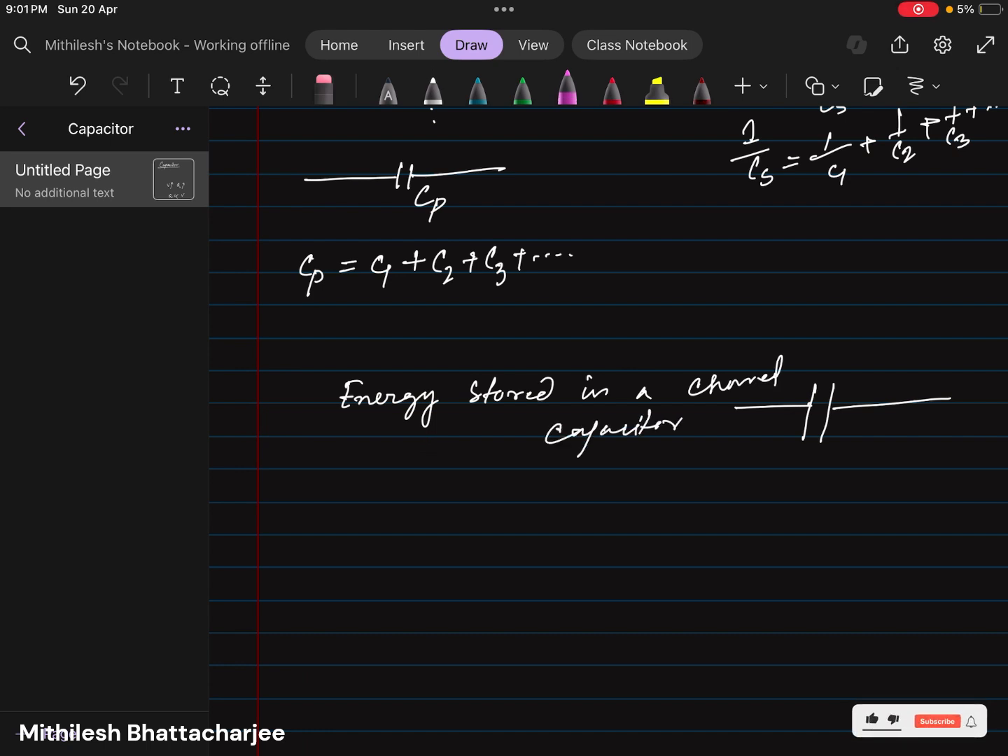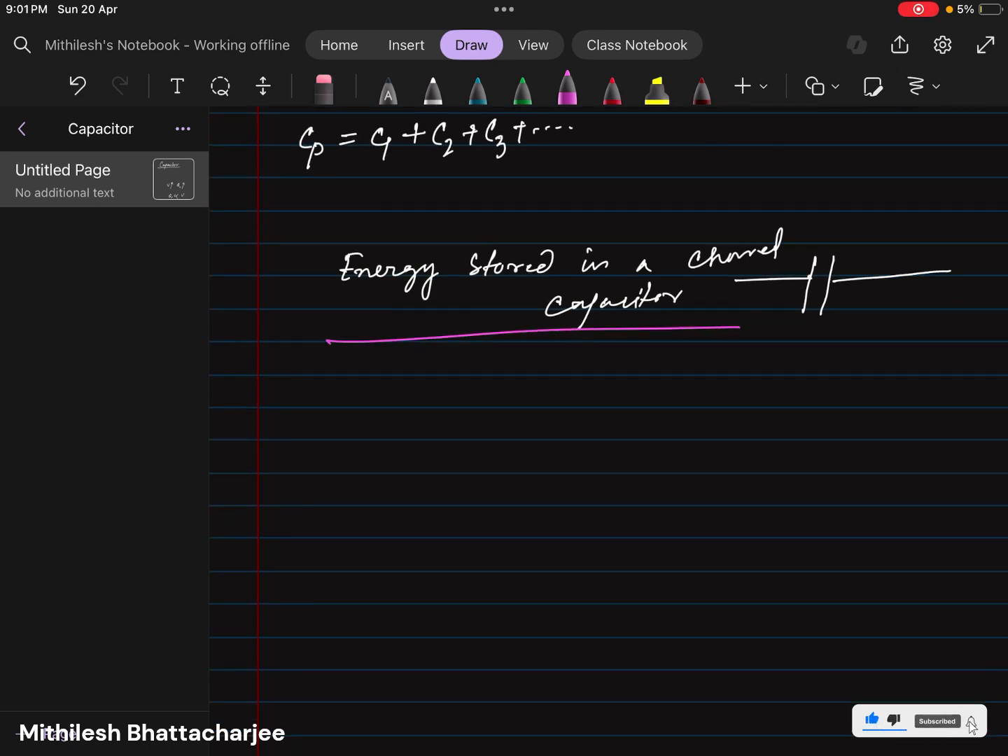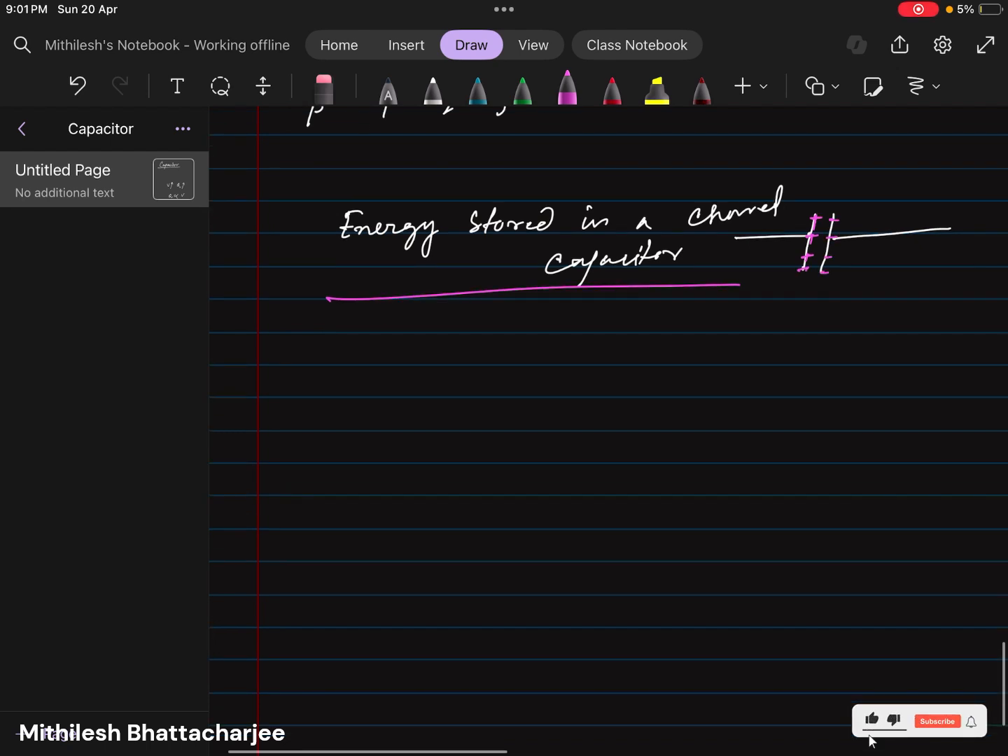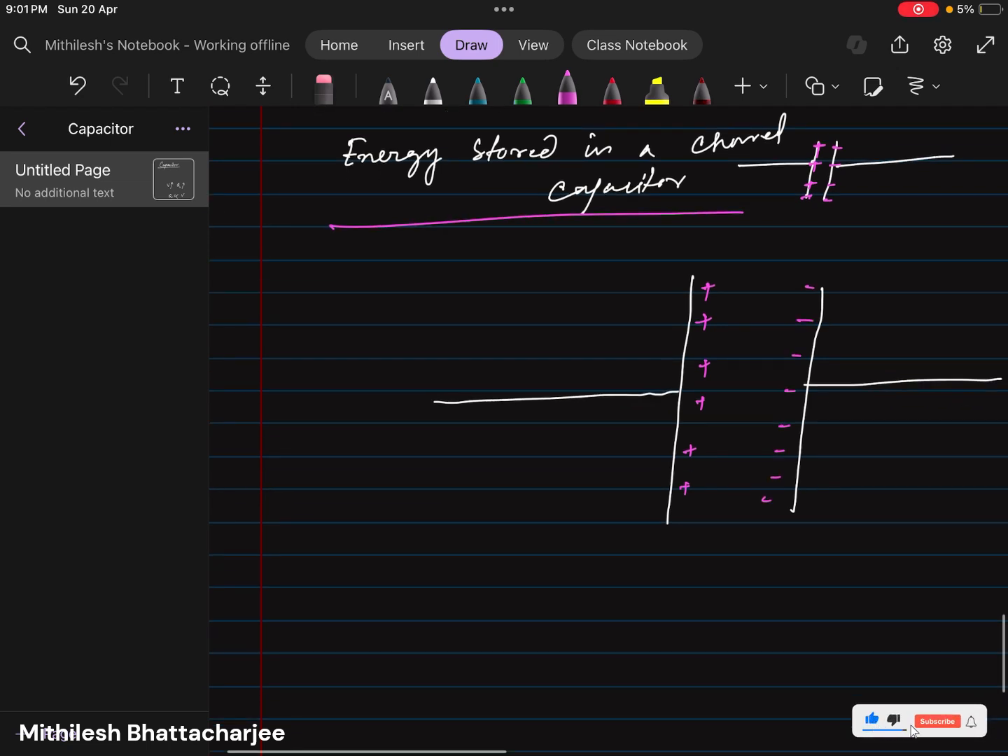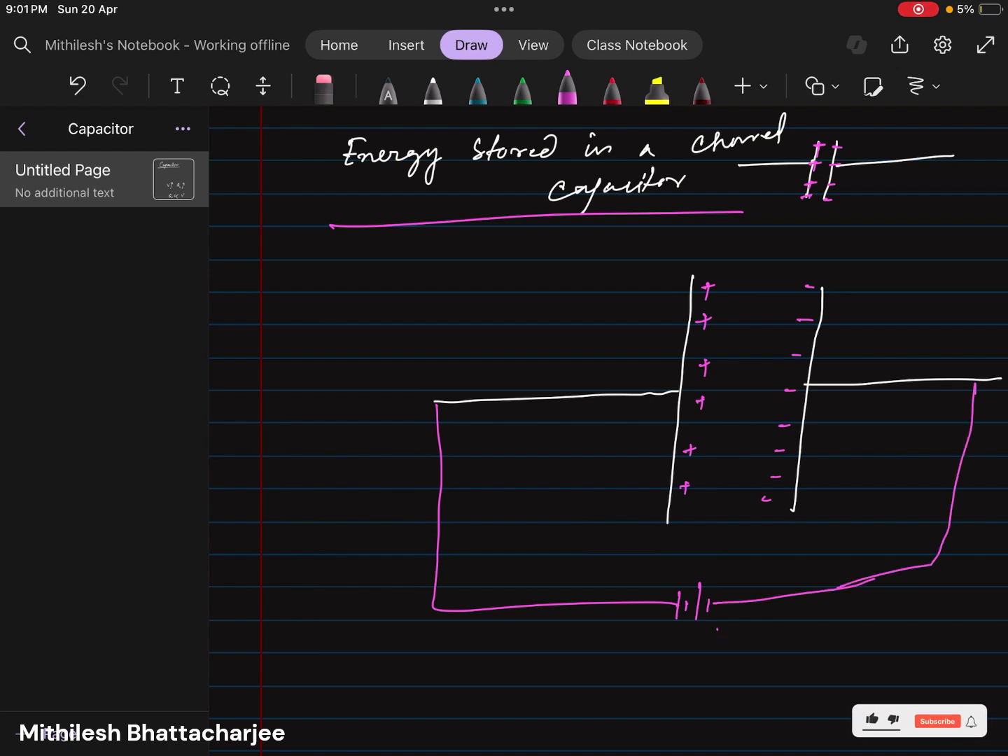Okay. So this is the capacitor, and this is the positive plate and this is the negative plate. So let's draw in a broader way. This is the capacitor. This is the positive charge plate. This is the negative charge plate. And the potential difference will be V.